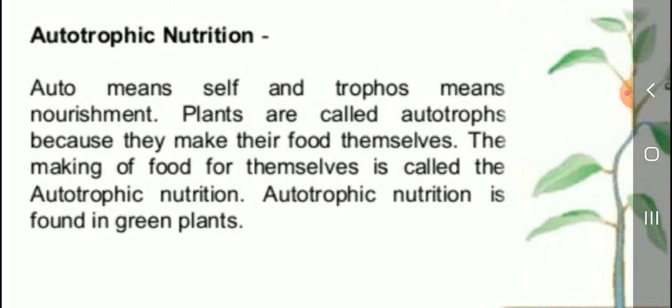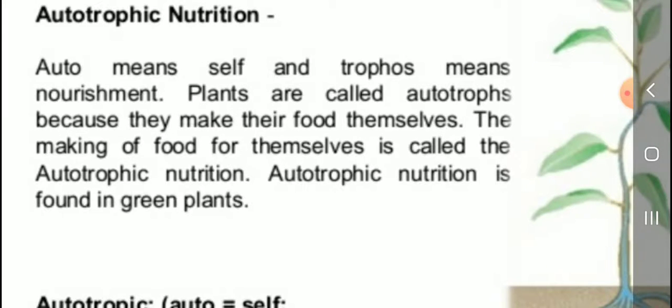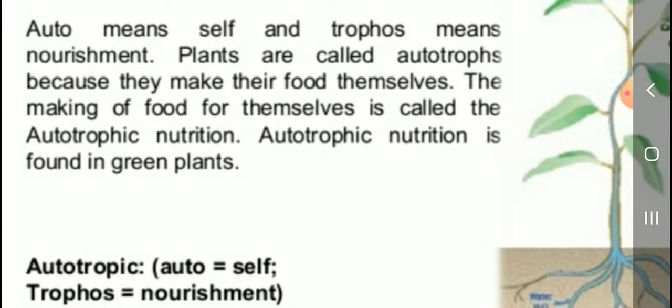What are the two types of nutrition? Autotrophic nutrition and heterotrophic nutrition. First, autotrophic nutrition. Auto means self, and troph means nourishment. The plants are called autotrophs because they make their food themselves. The making of food for themselves is called autotrophic nutrition.